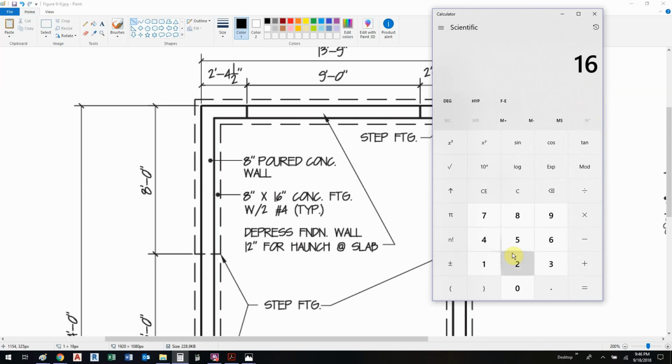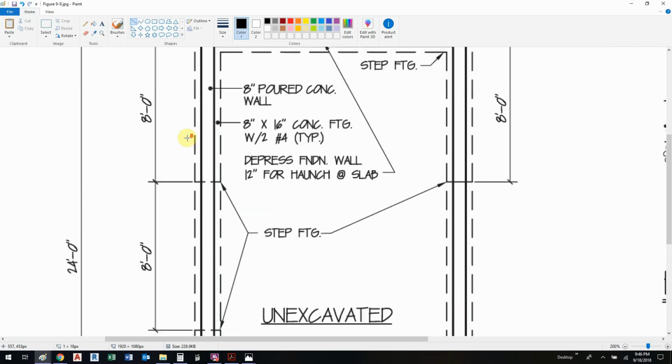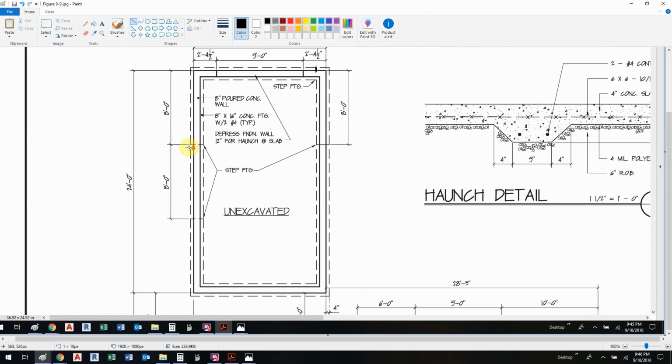Okay, so I'm going to say 4 times 4. Bam, 16. So now over here, I'm going to measure down 16 feet. Well, look at there, it's already there for me. 8, 16. So I'm going to make a little line right here. So I've got 12 feet over here, and I've got 16 feet here.